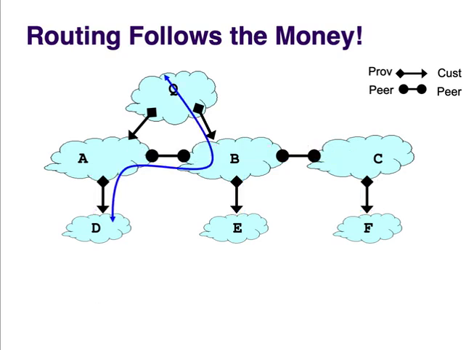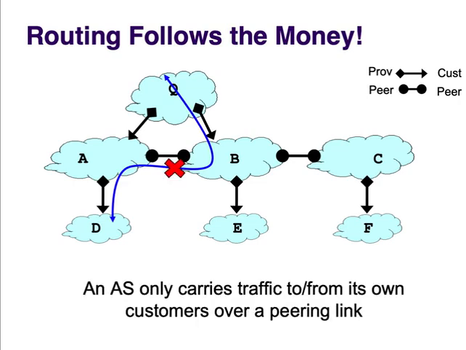What do we think about this part? Even worse, right? B is not getting paid by A and then is getting charged by Q. This would be a sneaky thing for A to try to do. They've tried. If you set up your BGP policies correctly, you would not be doing this. So this points again to a more general rule that an AS will only carry traffic to or from its customers over a peering link. I'm never going to take traffic from a peer and send it to my provider.